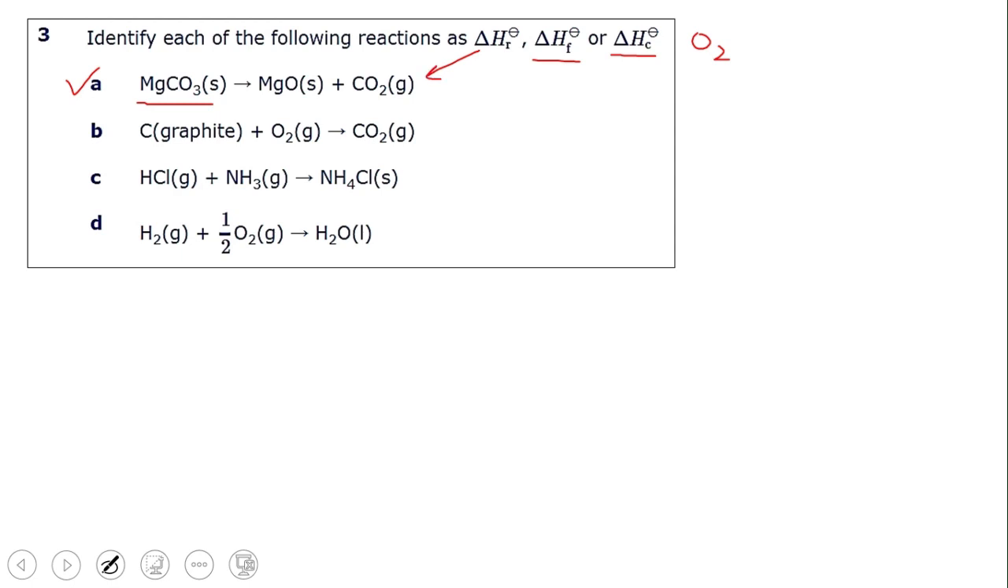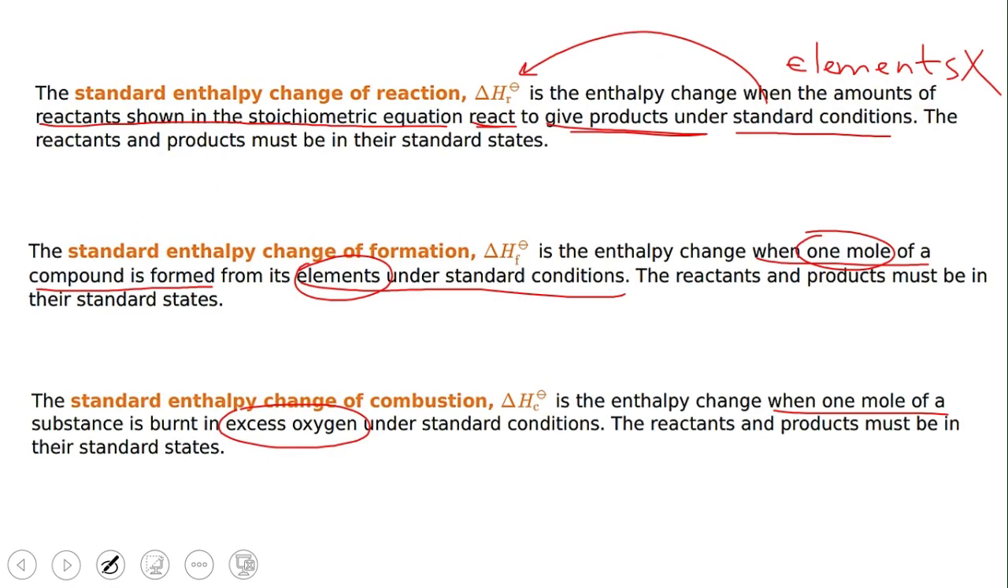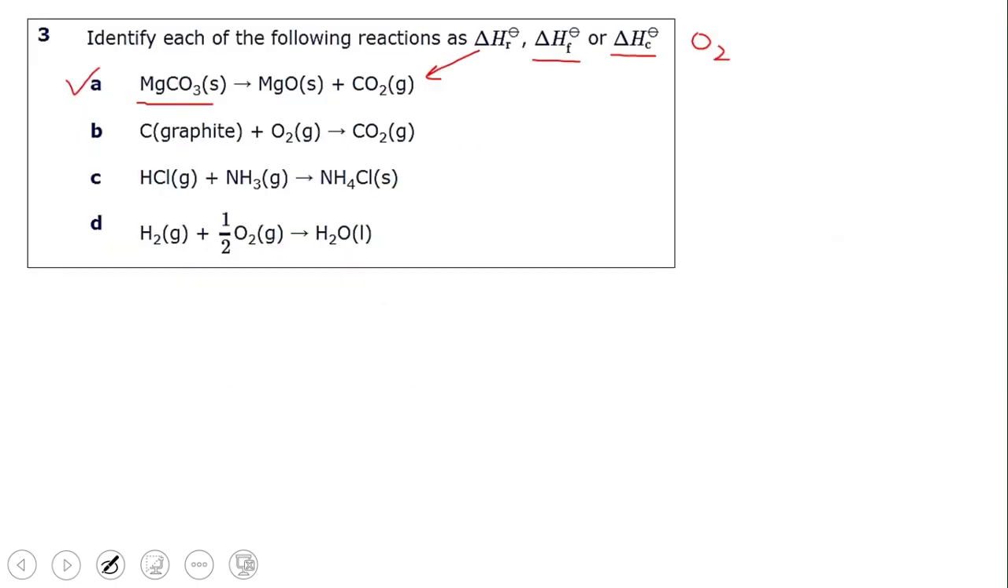Delta H reaction says that products can be made from the reactants in a balanced chemical equation, but they should not be elements. So yes, it is delta H reaction because here we have the products and reactants. We don't have any oxygen on the reactant side and we don't have elements. So the first one will be just delta HR. And don't forget to write the standard symbol on it.